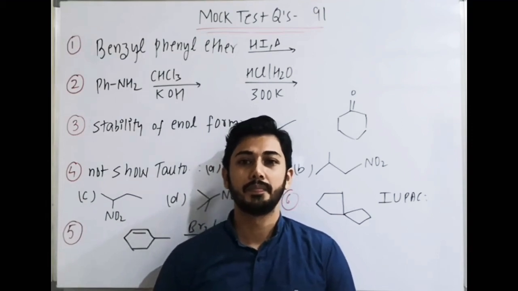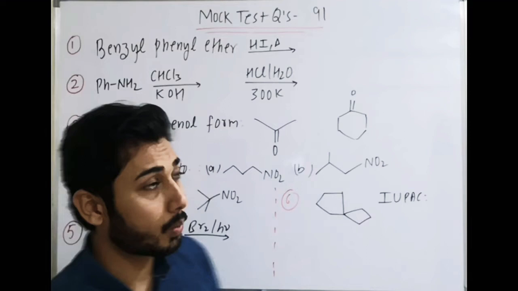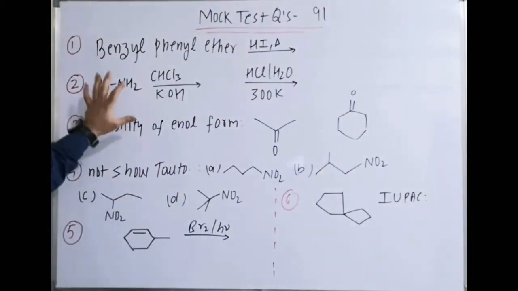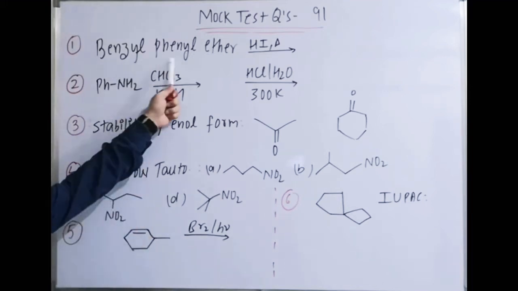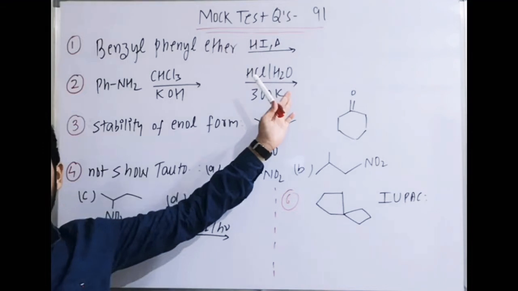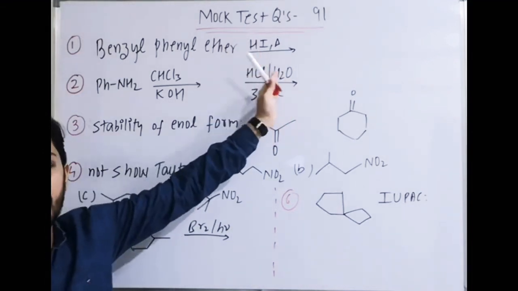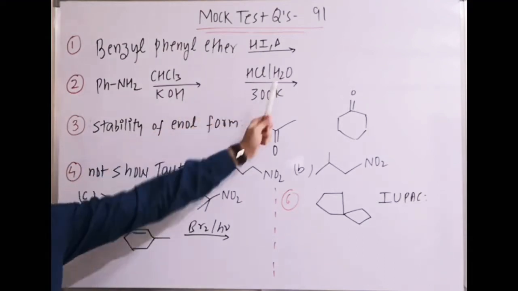Hello everyone. Today we discuss test number 91, starting from question number 1. You can pause this video, think about it, answer it, and then check your answers. Benzyl phenyl ether with HI, heat. The structure is not written here, so I am also not writing it because that question we have already covered previously. Then this reaction is there; find out the products.